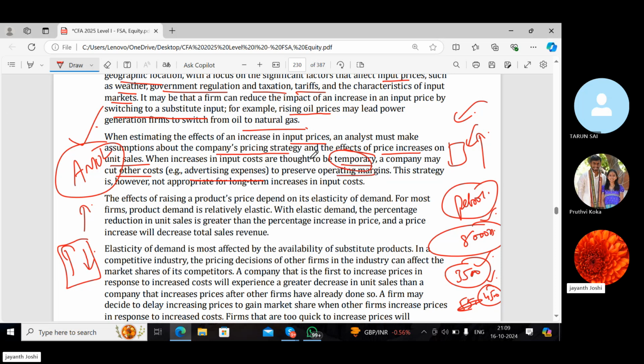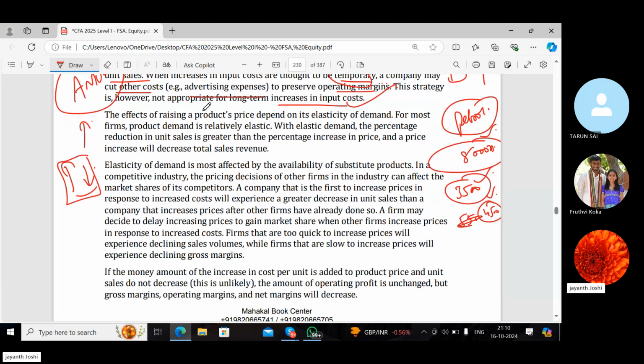It is going to impact their operating margins in what way? If they reduce their advertisement expenses, operating margins are going to be stabilized. Why? Input cost increased, and their advertisement expenses also were very high. Now they don't want a bigger impact on their operating margins. So they reduced the advertisement expenses and tried to balance it. So this is stable now. This strategy is, however, not appropriate for long-term increases in input cost.